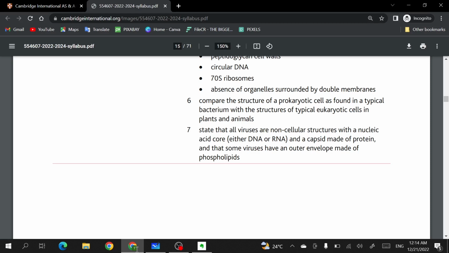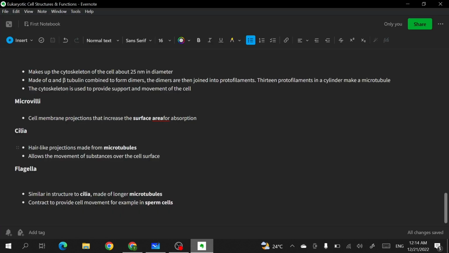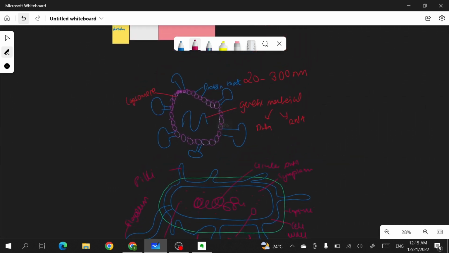All viruses are non-cellular. We've seen either DNA or RNA, a capsid made of capsomeres, a protein coat. Some have an envelope of phospholipid.